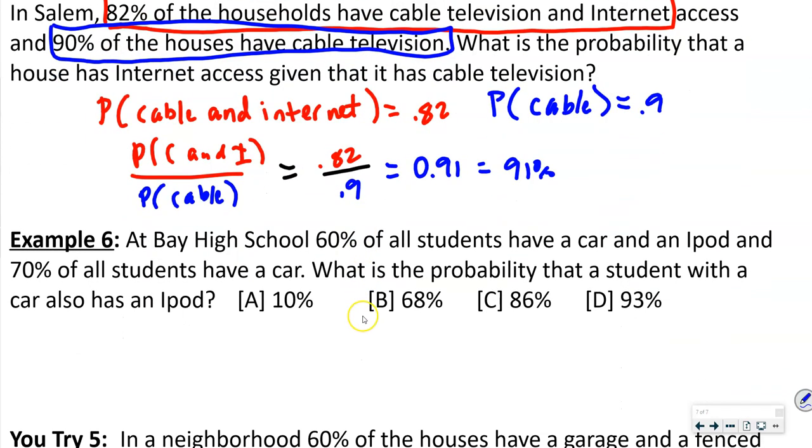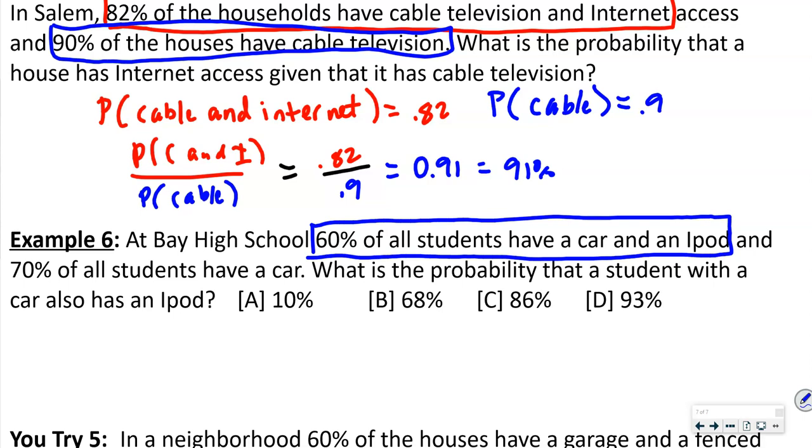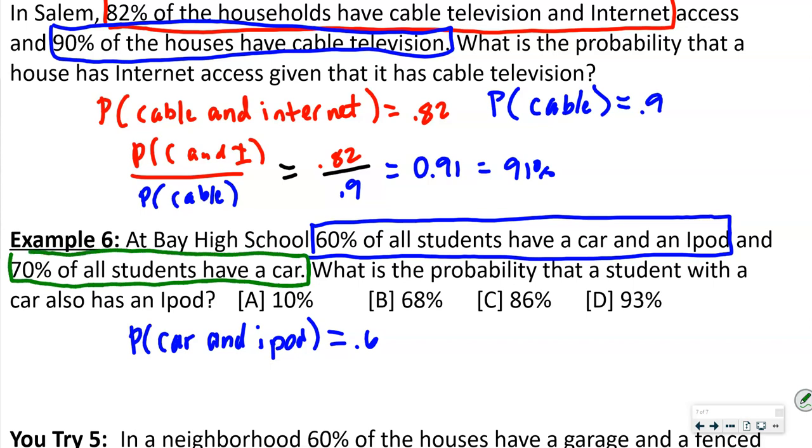So we're going to do another one just for practice. It says at Bay High School, 60% of all students have a car and an iPod. So here again, we've got 60%. We're going to say the probability of a car and iPod, not that anybody has iPods anymore, is equal to 0.6. We'll say iPhone, that would probably have been better. Then 70% of all students have a car. It's a large percentage, y'all. So the probability that somebody has a car is equal to 0.7.